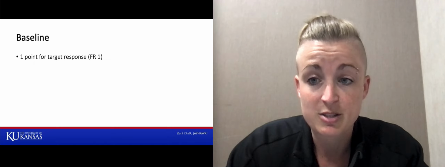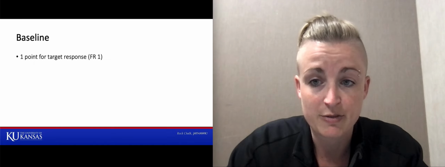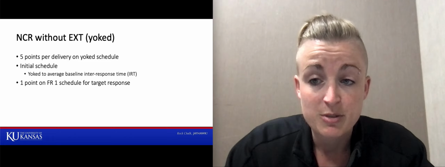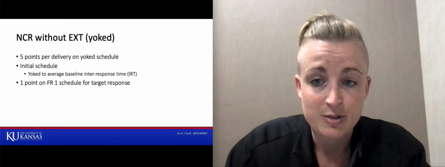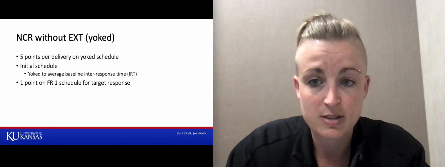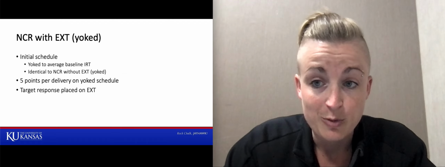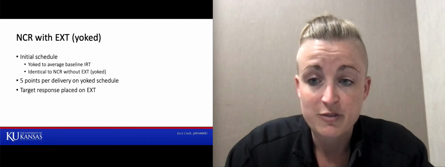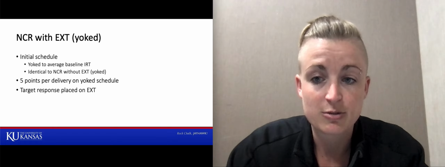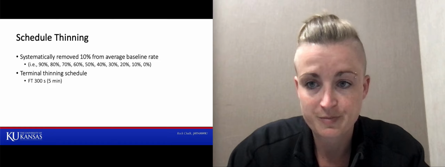During baseline, participants received 1 point for the target response on an FR1 schedule. During NCR without extinction yoked, participants received 5 points per delivery on a schedule yoked to the average inter-response time during baseline. They also received 1 point on the FR1 schedule for the target response. In NCR with extinction yoked, participants received 5 points per delivery on an identical yoked schedule. However, in this condition, the target response was placed on extinction.